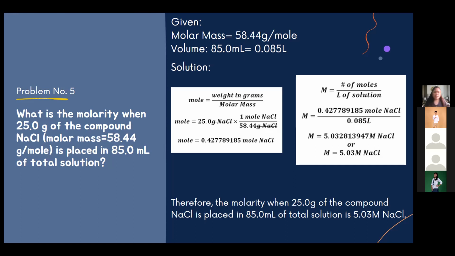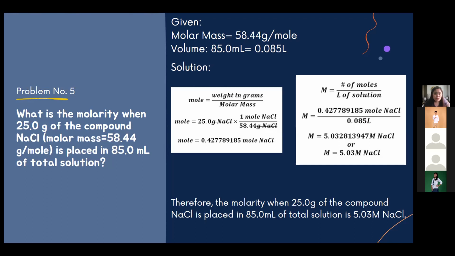So in this case, we no longer round off. It's okay because it's already given. So we no longer need to compute for the molar mass of NaCl. Go straight to the number of moles. So 25 divided by 58.44. Yes, that is correct. 0.427789185. Then, once you have that, you can proceed with the computation of the molarity, number of moles divided by the liters of solution.